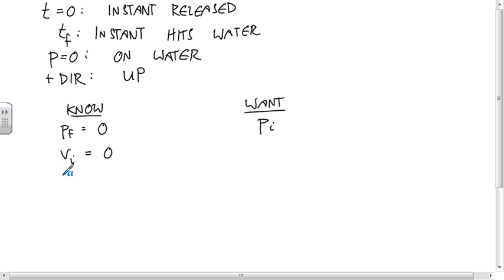Do we know the acceleration? That's right, it's free fall, and the acceleration is down. So the acceleration is negative 9.81 meters per second squared. And do we know T final? 2.5, that's given.